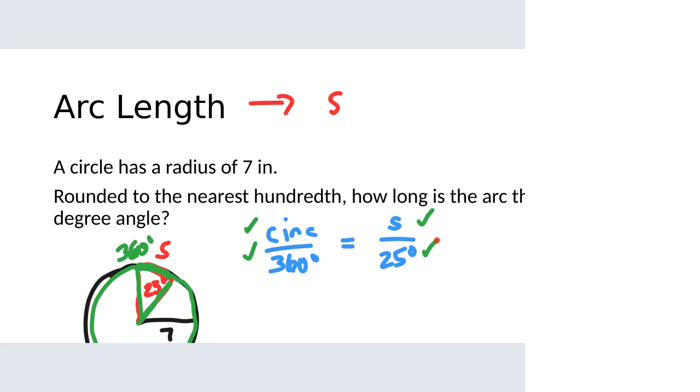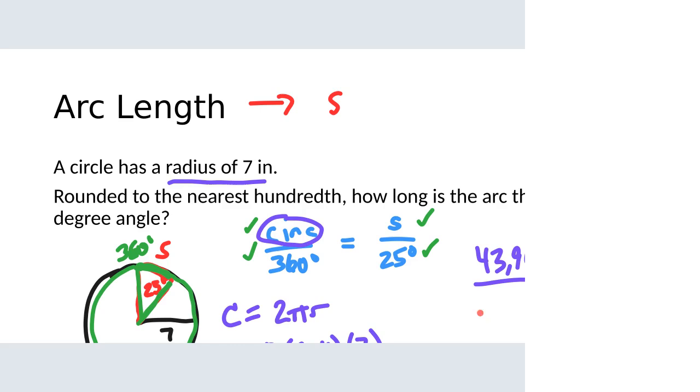Of course, we'd have a little side job to do first, because we can't answer this question until we know what the circumference is. Well, I'm told the radius is 7 inches and circumference is 2 pi r. So circumference is 2 times 3.14 times the radius. 2 times 3.14 times 7 is 43.96. And so now I know what my circumference is. I can put that in there. So 43.96 correlates to 360 degrees. How far correlates to 25 degrees?